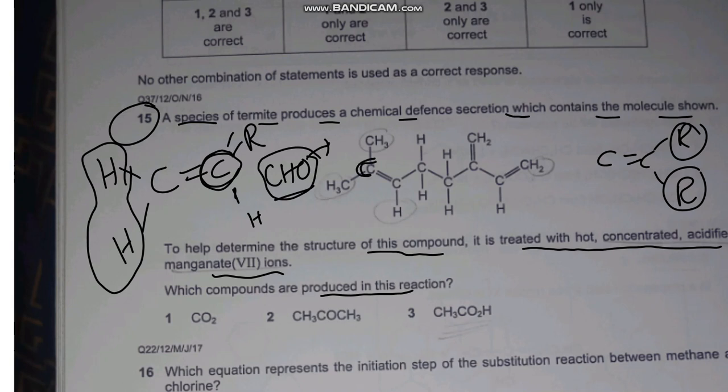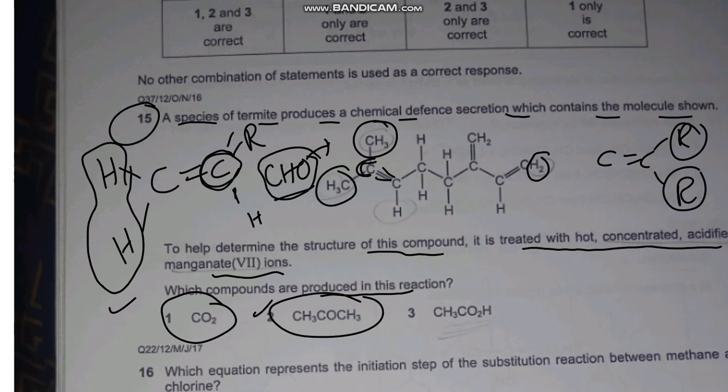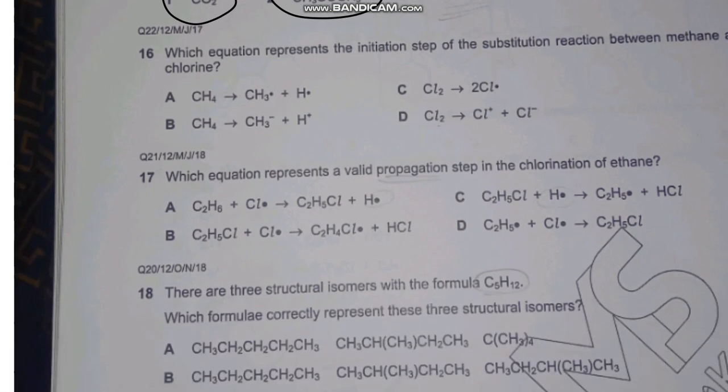So here we can see a carbon-carbon double bond where both R groups are present, so one ketone will be formed. After that, both hydrogens are present, so there will be carbon dioxide. There must be carbon dioxide and there must be a ketone. Where a carbon has R and H, here H is present but it is not an R group, so we see only 1 and 2. For question number 15, B is the correct option, 1 and 2.